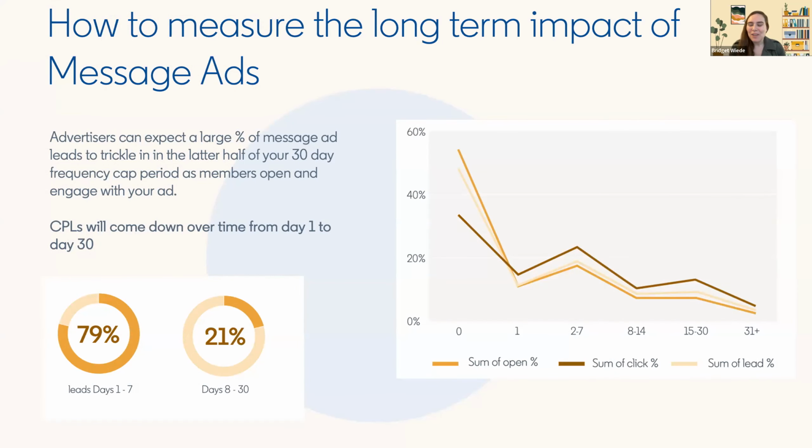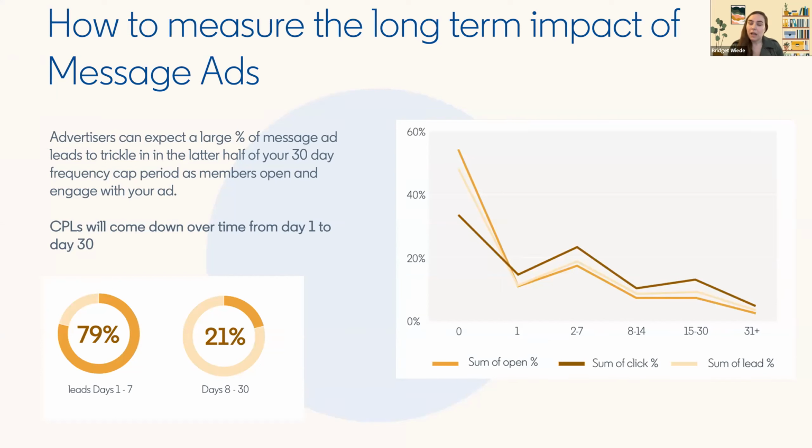And finally, if I have any of my partners on the call, they're very used to me saying this and highlighting this, but message ads have a latency impact. They have a long-term impact because they sit in a member's inbox for 30 days. So think about your own interaction when you receive a message on LinkedIn. You might look at that message on day 0, but you might not open the message or click on that message until day 7, day 8, day 28. So actually what we see is about 21% of leads come in from days 8 through 30, which means that I'd really give your message ads about 30 days of performance before you're measuring what the impact was.